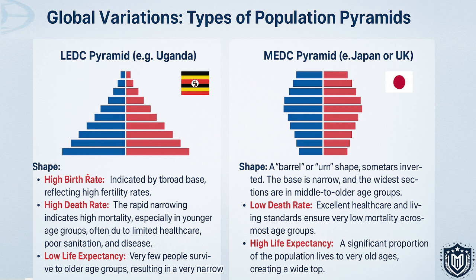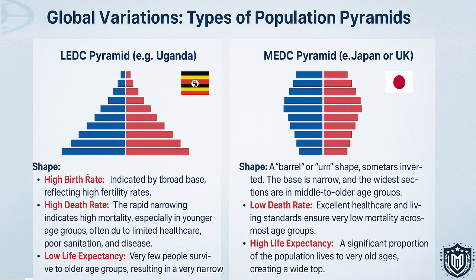Next, we move to MEDCs, such as the UK or Japan. These pyramids resemble a barrel or urn. The base is narrow, showing low birth rates, while the middle and top are wider, reflecting long life expectancy and excellent health care. These countries often face an aging population, with implications for pensions, health care, and the labor market.